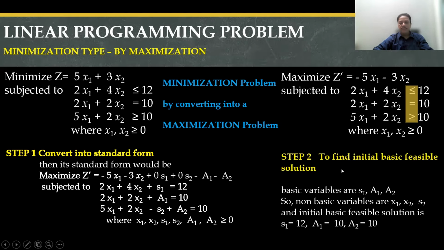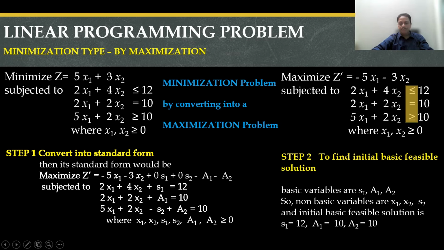And the initial basic feasible solution can now be found as, considering x1 and x2 as 0, we get s1 is equal to 12. Again, here x1, x2 is 0, so a1 equal to 10. And here x1, x2 is equal to 0 and s2 is also equal to 0. So we get a2 also equal to 10.